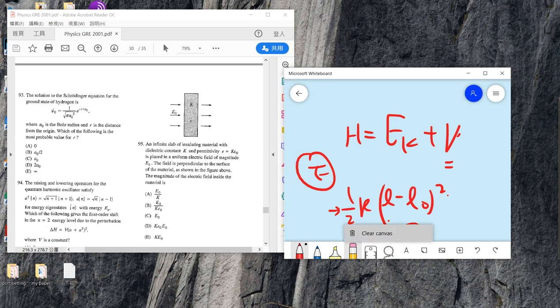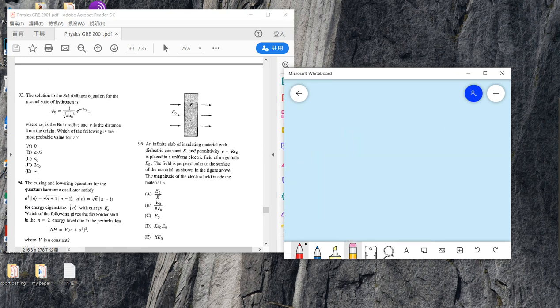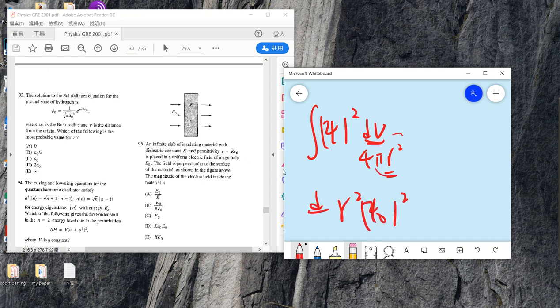Okay, so 93. Solution. What is this? Which of the following is the most probable value? Okay, so this is common sense. Your wave function, your probability is proportional to the wave function squared times the small volume, right? And then this volume is 4 pi r squared. So there's an r squared term. So all we need is to multiply r squared by the wave function squared, and then take a derivative of it, and then see which point.